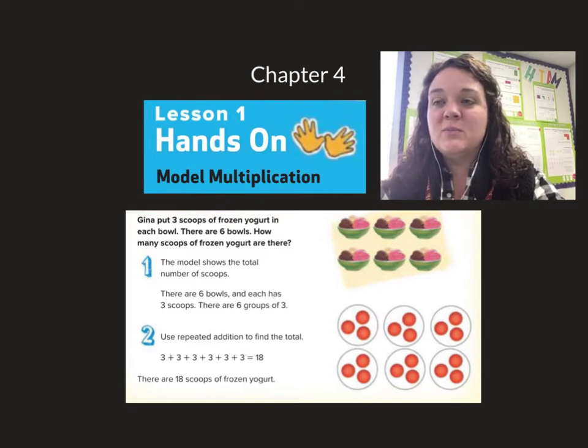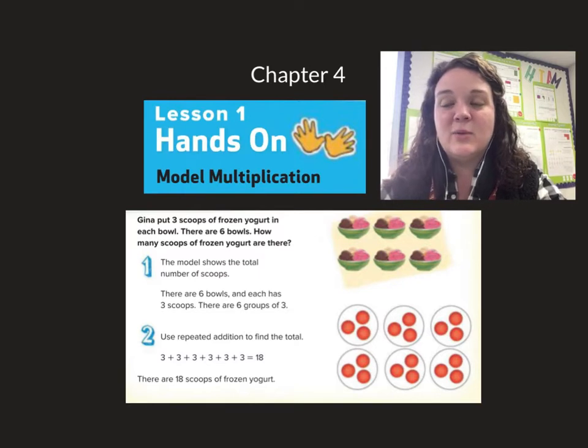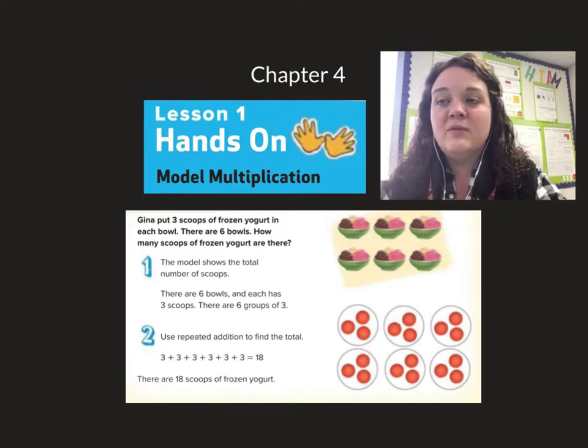Today we're going to be talking about modeling multiplication. If we look at the pictures below, let's say there was this question: Gina put 3 scoops of frozen yogurt in each bowl, and there are 6 bowls. This would be a perfect example of multiplication.